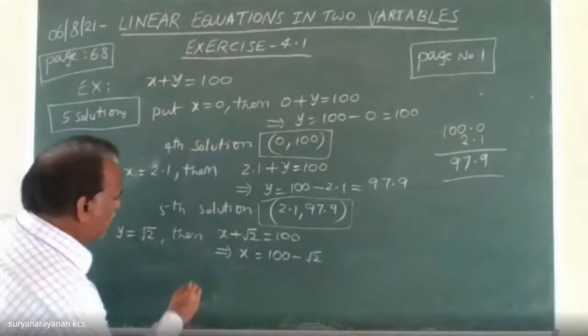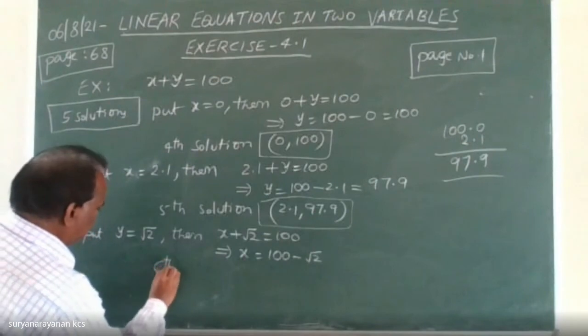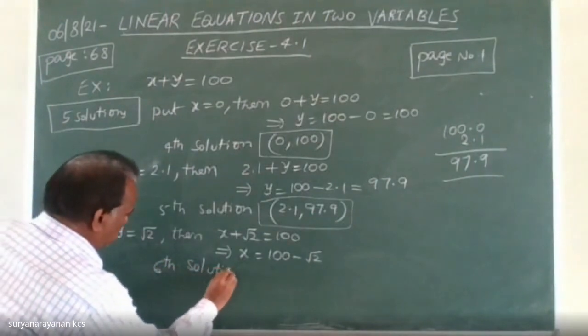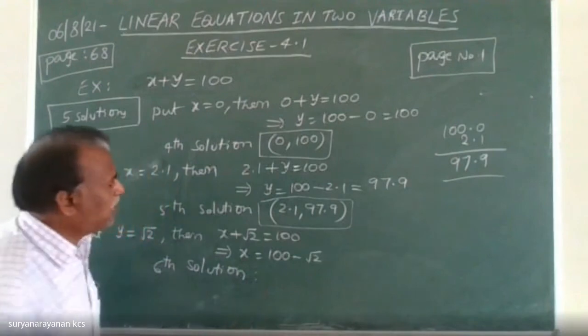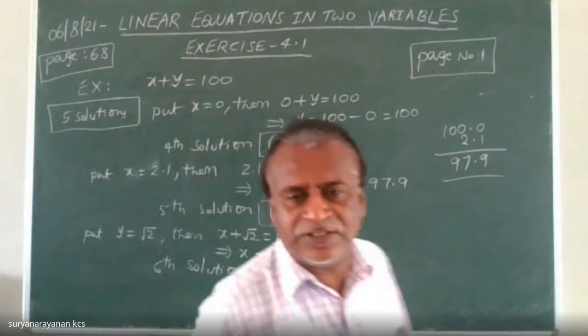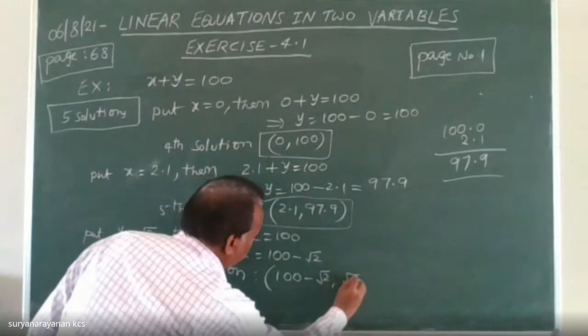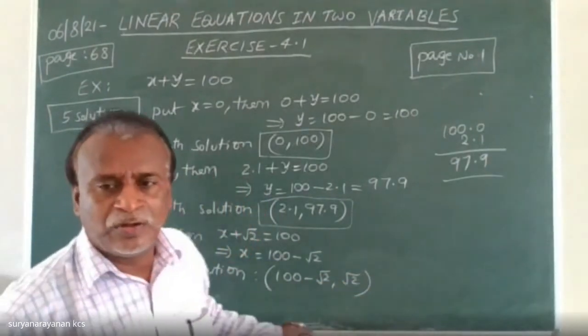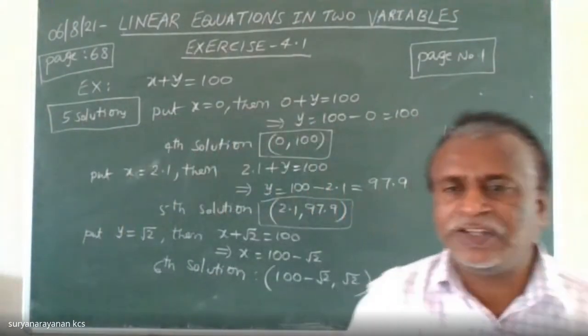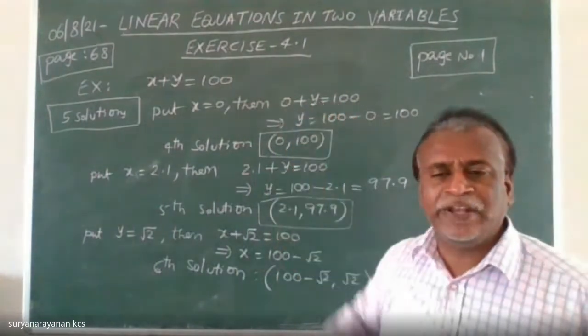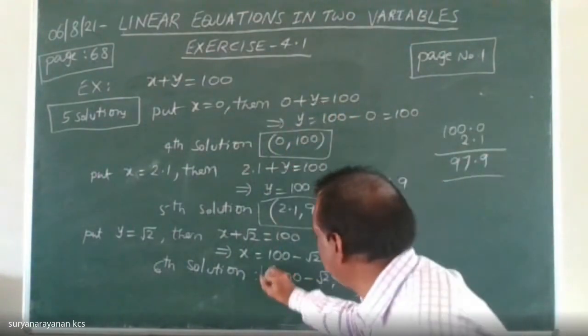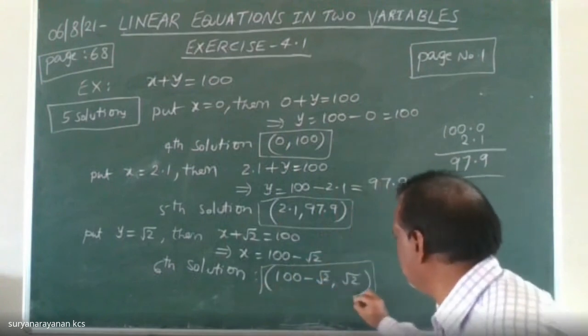We can't simplify here. So, what is the solution? Tell me what is the solution here. Represent this solution in the form of an ordered pair. 100 minus root 2, comma root 2. Yes, very good. 100 minus root 2, comma root 2. This is also another solution for the given linear equation in two variables. This is another solution, the sixth solution.